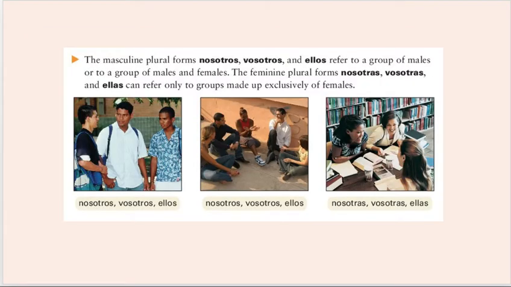Do know the masculine plural forms nosotros, vosotros, and ellos refer to a group of males or a group of mixed males and females. The feminine plural, nosotras, vosotras, and ellas, can refer only to a group made up exclusively of females.